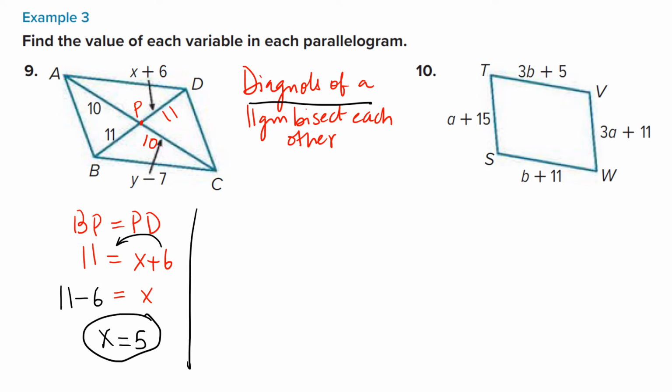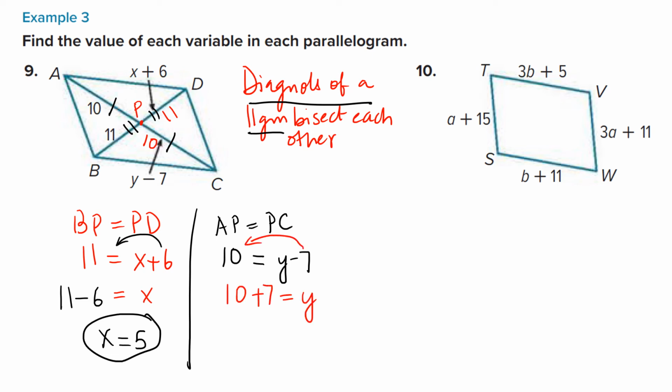Then we have used the same theorem that diagonals of a parallelogram bisect each other, means this is equal to this also. So AP is equal to PC, AP is given to be 10, PC is given to be y minus 7. So now you move the 7 to the other side, so y is equal to 10 plus 7, so y is 17. That's how you get your answer.